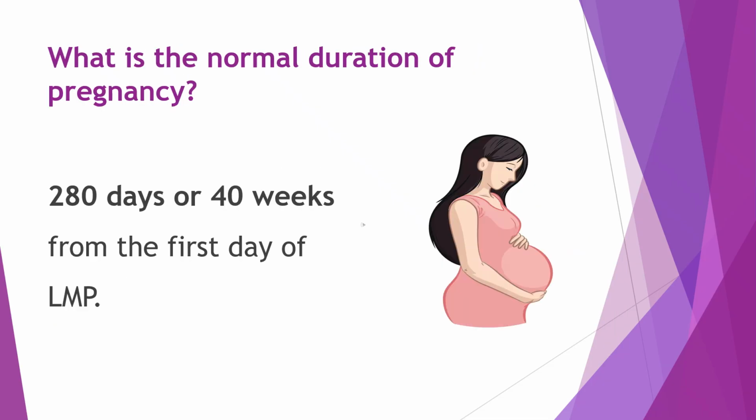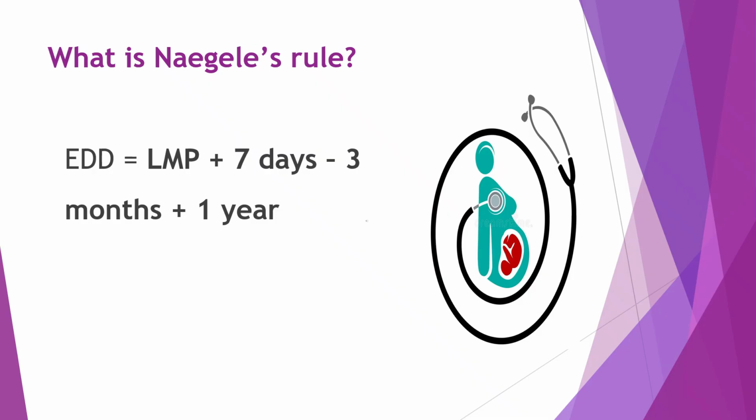What is the normal duration of pregnancy? The normal duration of pregnancy is 280 days or 40 weeks. It is calculated from the first day of the last menstrual period, also called LMP. What is Naegele's rule? Naegele's rule is a method used to calculate the expected date of delivery, also called EDD. It is calculated by adding 7 days to the first day of the last menstrual period, then subtracting 3 months, and adding 1 year. This rule helps to estimate the due date of pregnancy accurately.